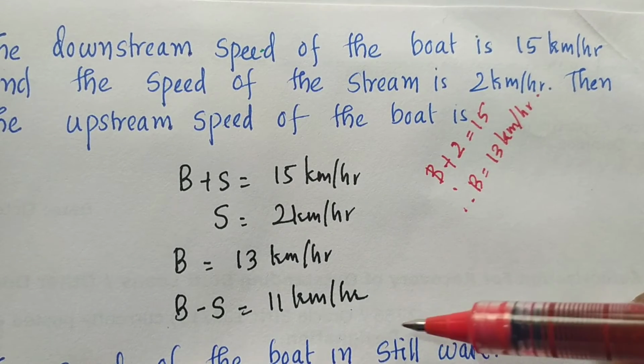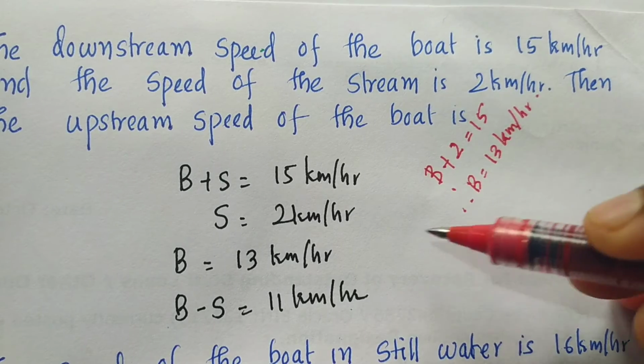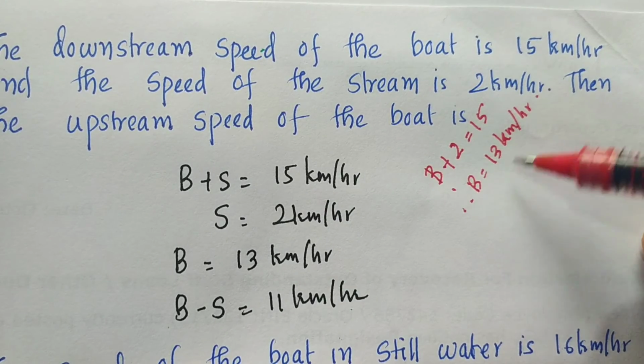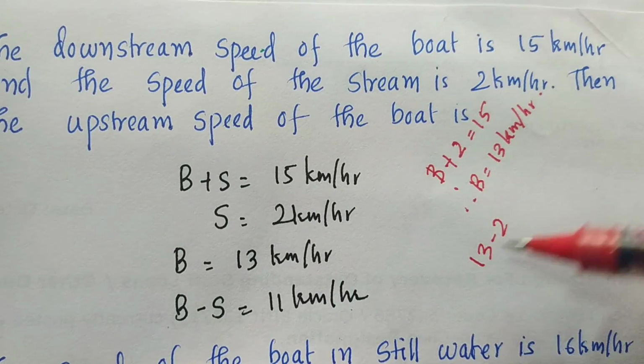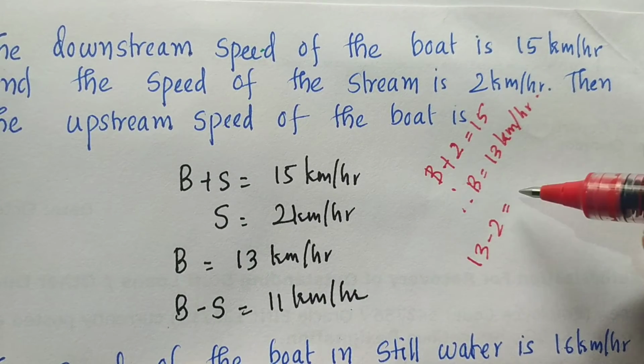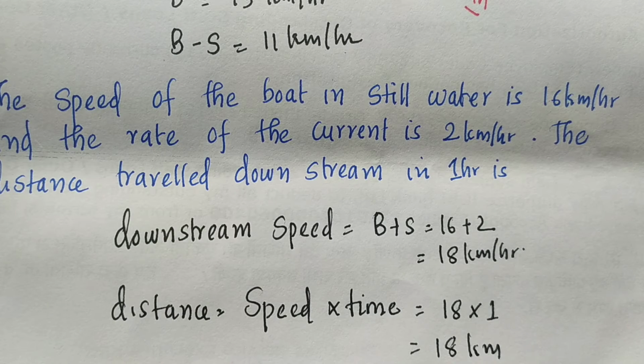So what will be the upstream speed? B minus S, that is, here B we got as 13 km per hour, S is already given as 2. So the upstream speed will be 11 km per hour. Let's discuss one more simple question.